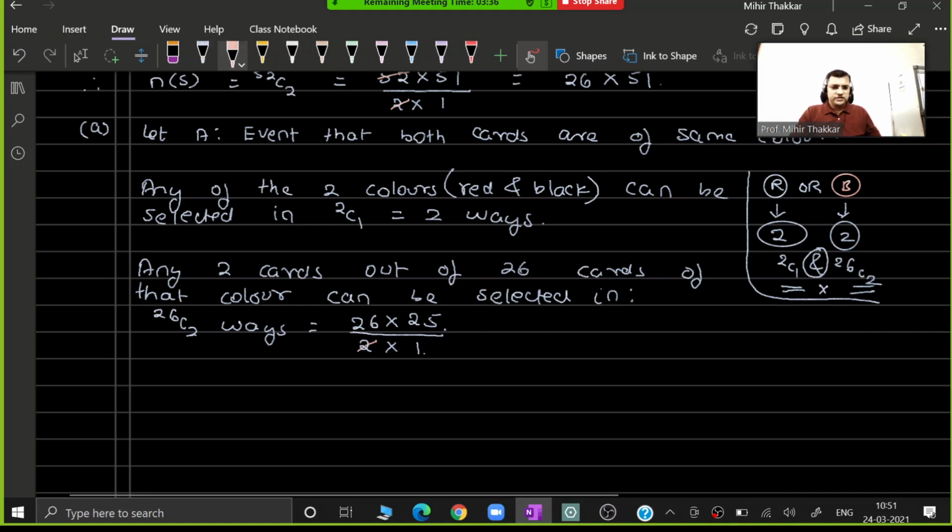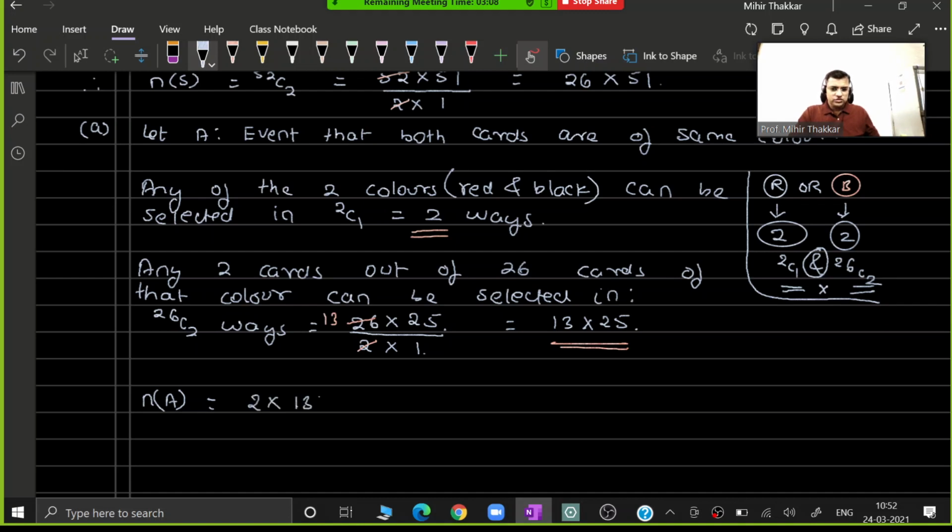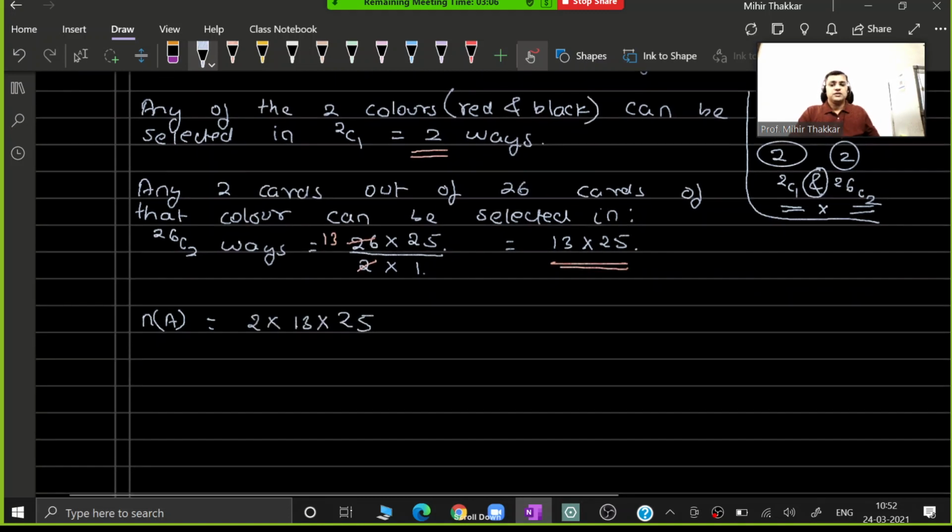Let us cancel off these both numbers. This will come out to be equal to 13 into 25. Do not multiply, let it be. We'll take care of it later on. So, when I want to get my n of A value, it should be the product of the value 2 as well as 13 into 25. So, it will come out to be n of A is equal to 2 into 13 into 25. Leave it. Let us go and calculate the probability.